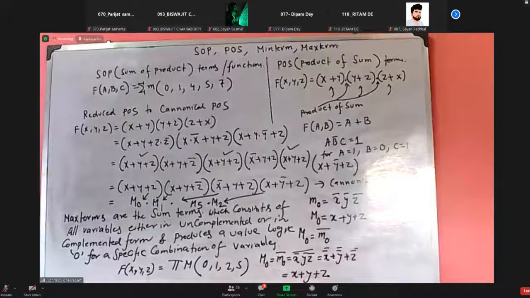Sir, x bar dot y bar dot z bar equal to x plus y plus z whole bar. Then why have you written x double bar plus y double bar plus z double bar?